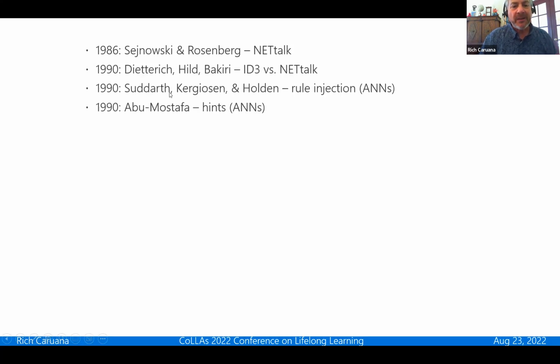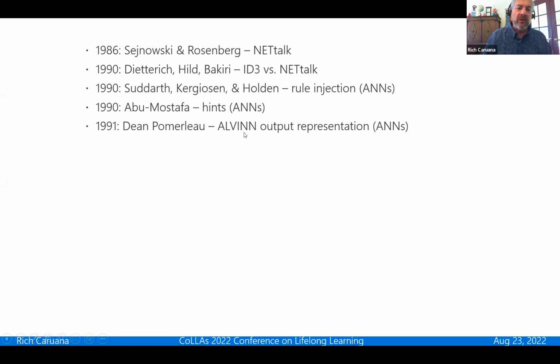Then about that same time, we've got Suddarth and Kergosien, and Holden and Abu-Mostafa, who are both trying to inject bias into learning through the outputs of the neural net. And they're doing either what you would think of as rule injection, which is, oh, the output should be a function of this feature and this feature in this conjunctive way, or they're trying to give the model hints, such as you should be a monotone increasing function of something. So they're trying to basically help neural net learning through the outputs.